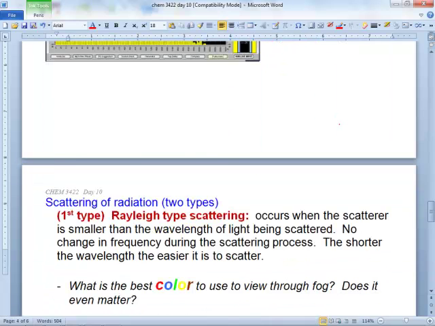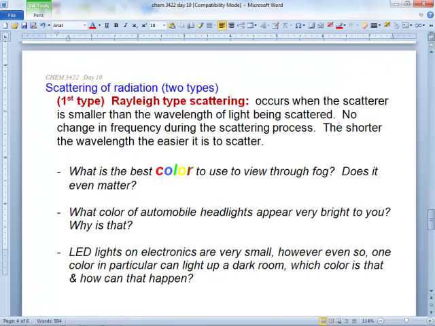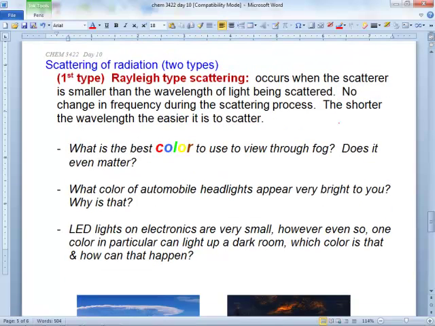Okay. Does anybody even remember? So matter can diffract, reflect, or refract, right? But it could also scatter, okay? And there's two types of scattering.